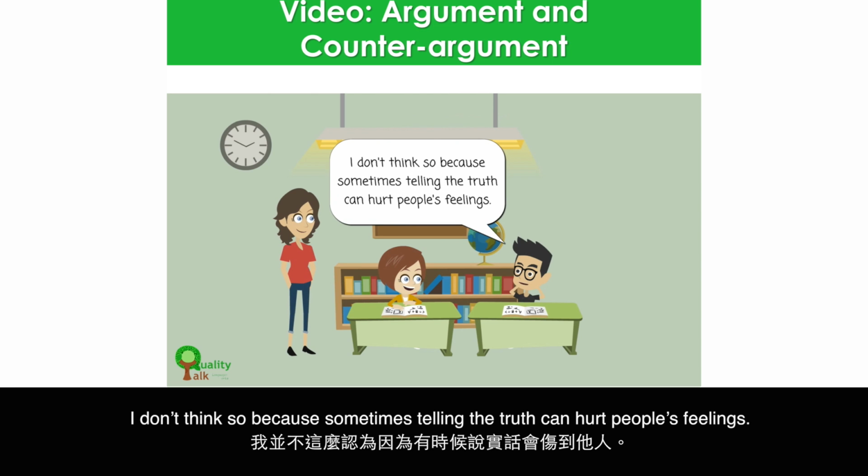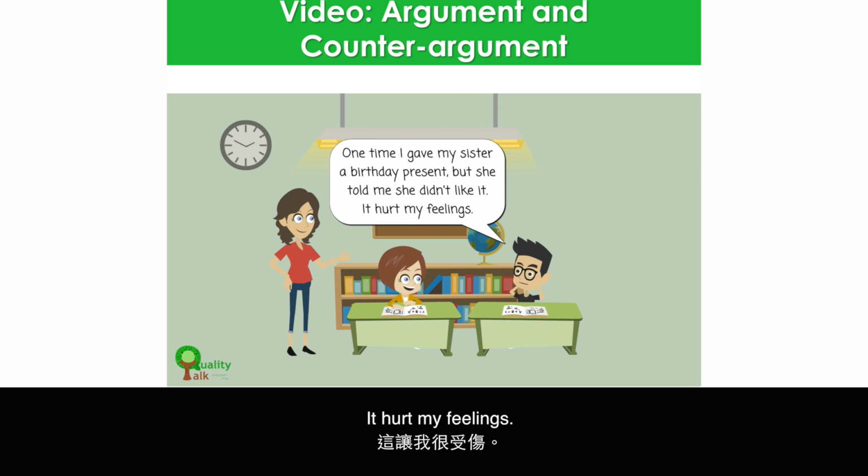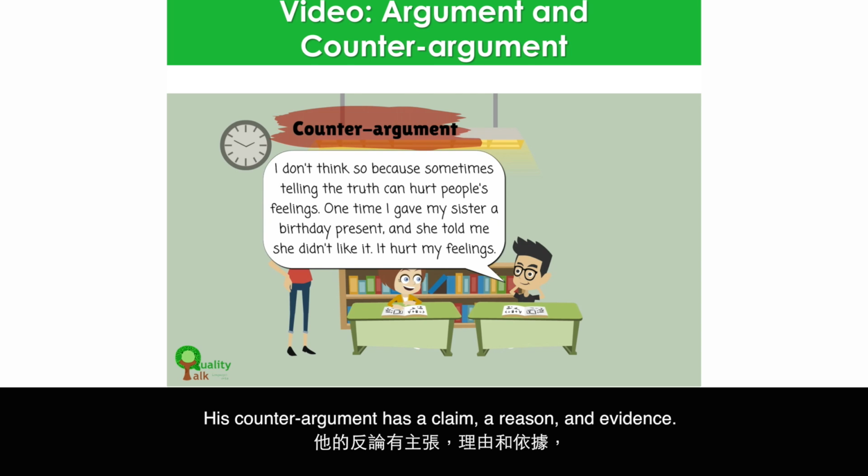I don't think so because sometimes telling the truth can hurt people's feelings. One time I gave my sister a birthday present, but she told me she didn't like it. It hurt my feelings. What Gavin said is a counter-argument against Mia's argument. His counter-argument has a claim, a reason, and evidence, and his evidence is from personal experience.